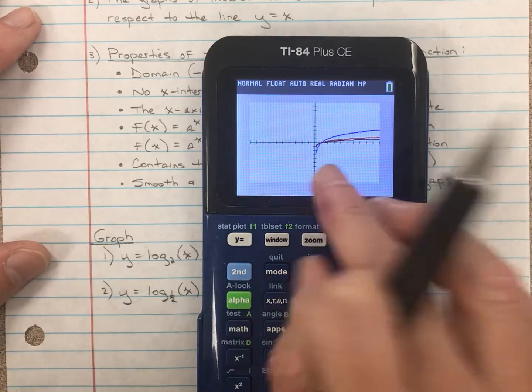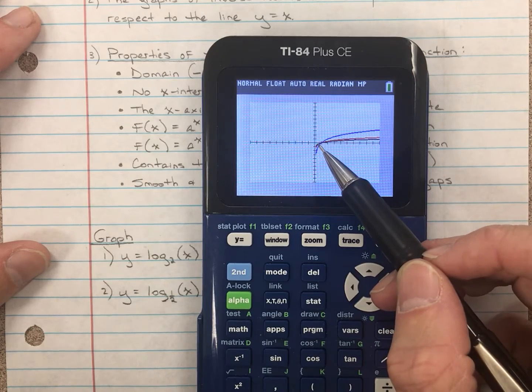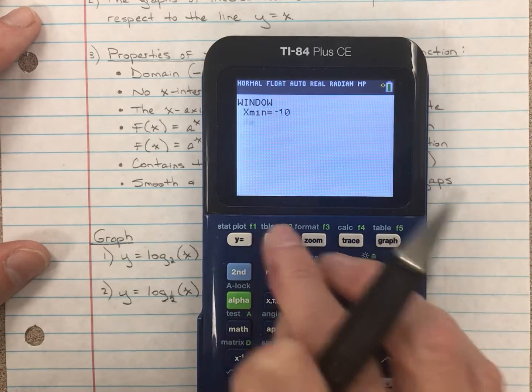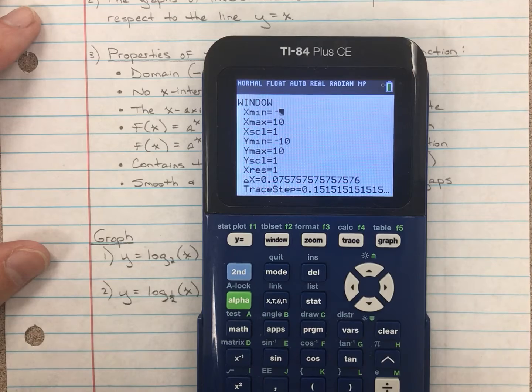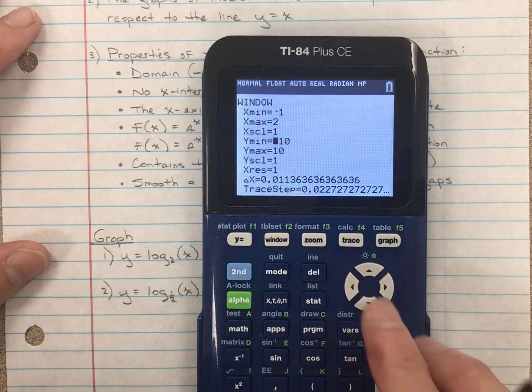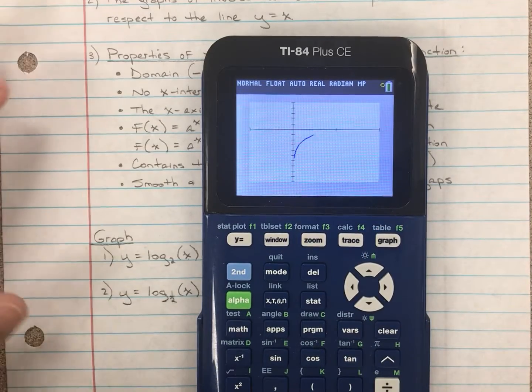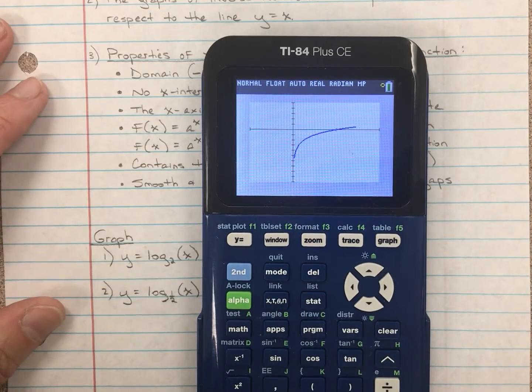Let's zoom in and take a look at what's going on around the point (1, 0). So my window, I'm going to go from negative 1 to 2. And I don't need to go quite so high. I'll go to 5 on the y-axis. Here comes base 2. Here comes base 5. And here comes base 10.